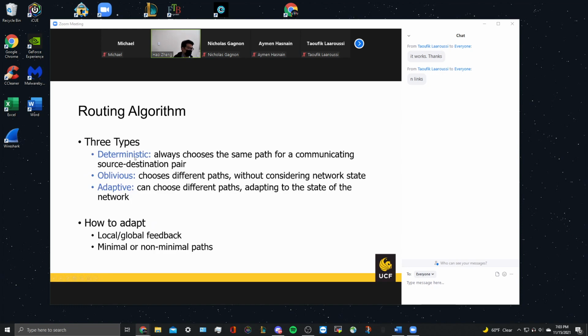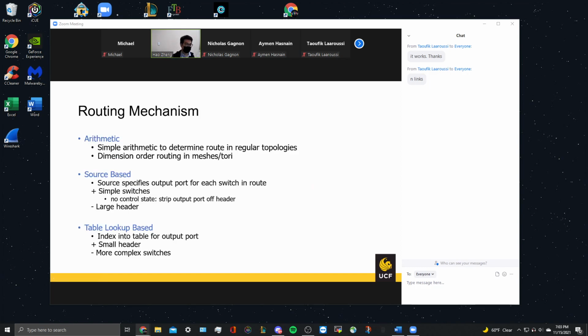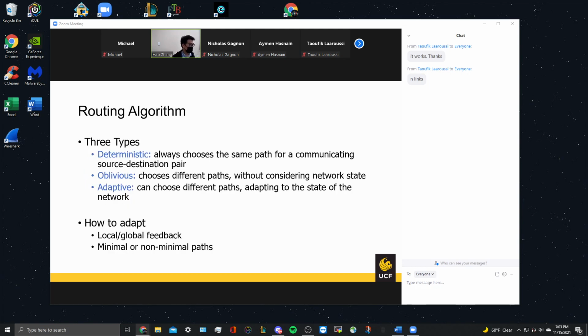Now, the other angle of looking at the routing algorithm. The previous one was about different ways to implement it. For this one, algorithm-wise, we have three types: deterministic, oblivious, and adaptive. Deterministic means always choosing the same path for a communicating source-destination pair. There is only one way to go. It's predetermined, so you cannot change that.